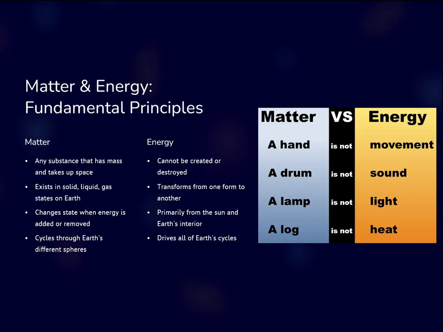Now, here is a common misconception. Energy is not matter. Sunlight, which is electromagnetic radiation, carries energy but has no mass. This distinction is crucial when we track how energy moves through systems while matter cycles within them.